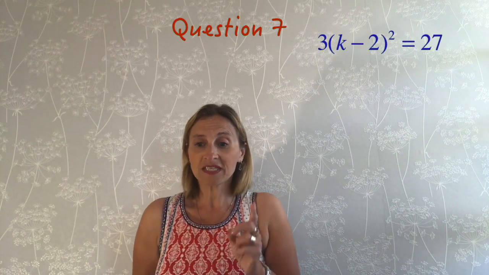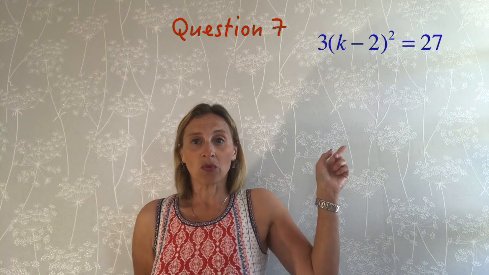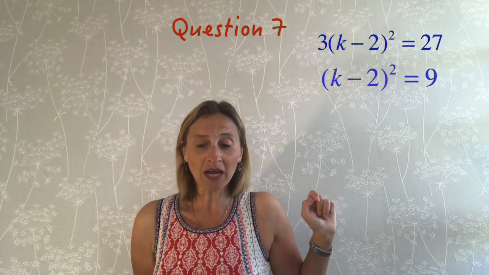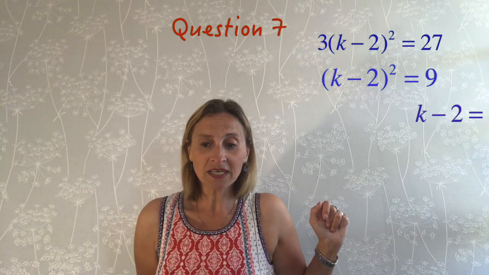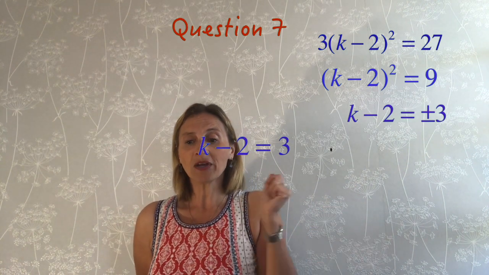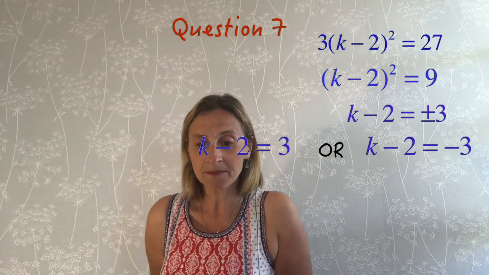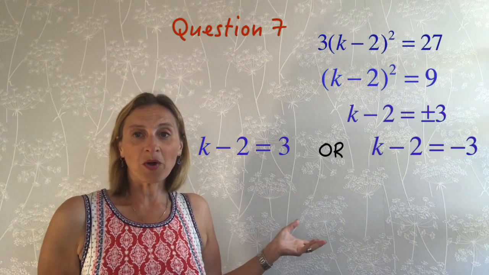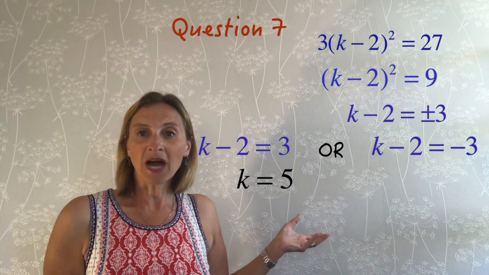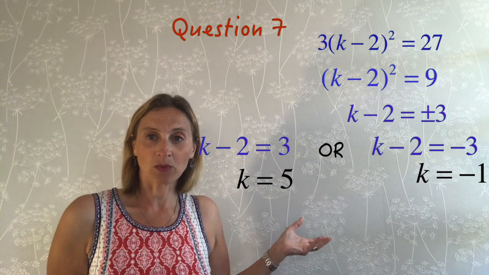This is also a perfect square, but this time we have a 3 out the front. So the first thing we have to do is to get rid of that 3. So if we divide both sides by 3, we get (k minus 2) all squared equals 9, and then we square root both sides. Again, we have our two equations, k minus 2 equals 3, or k minus 2 equals minus 3, and then we solve both sides. k equals 3 plus 2 is 5, and k equals minus 3 plus 2 equals minus 1.